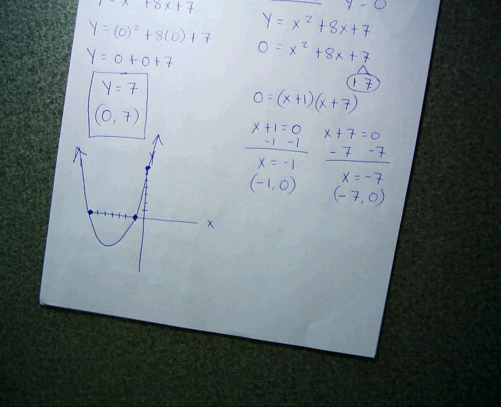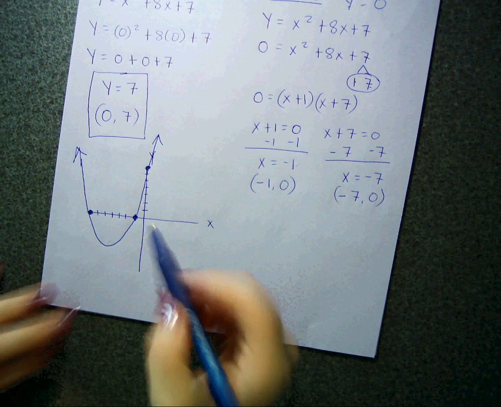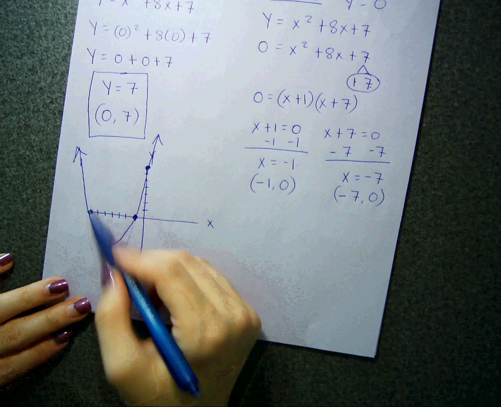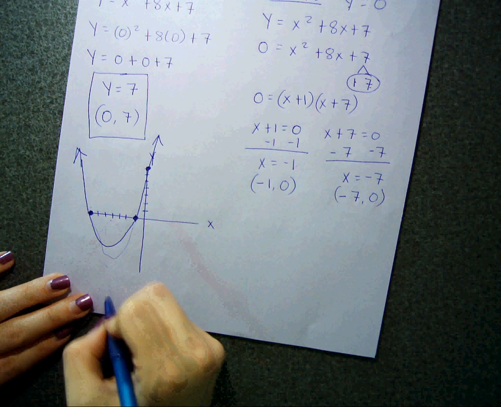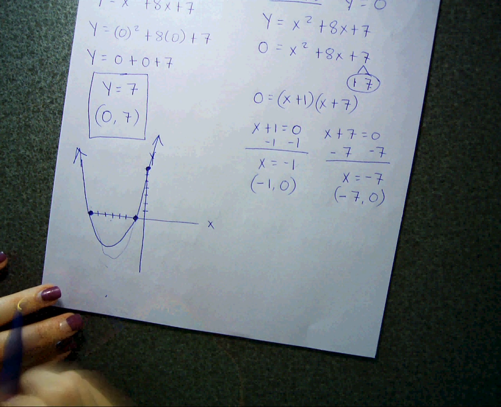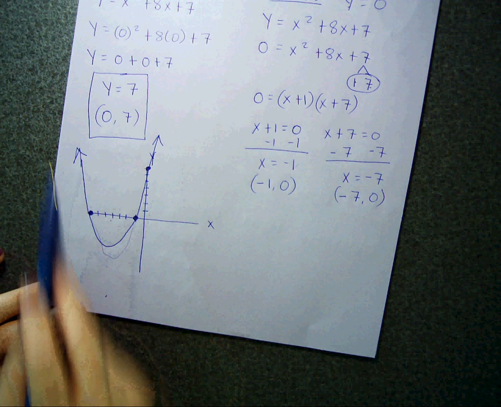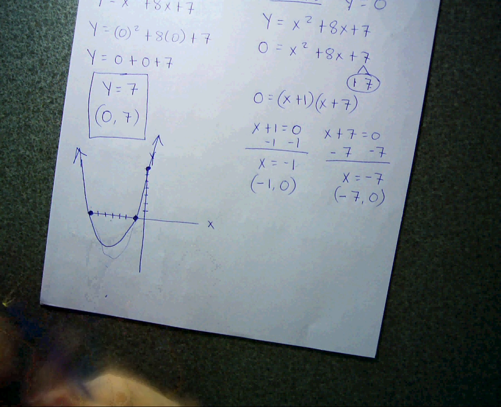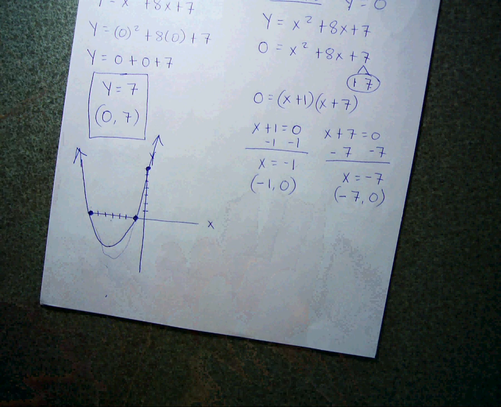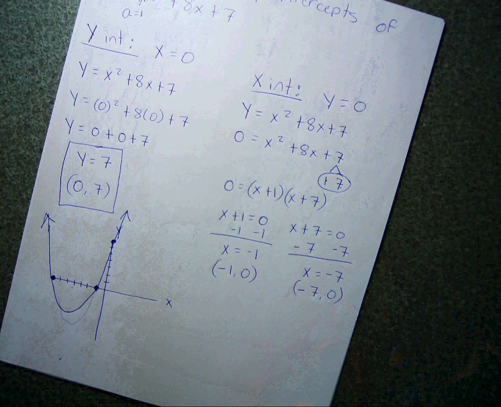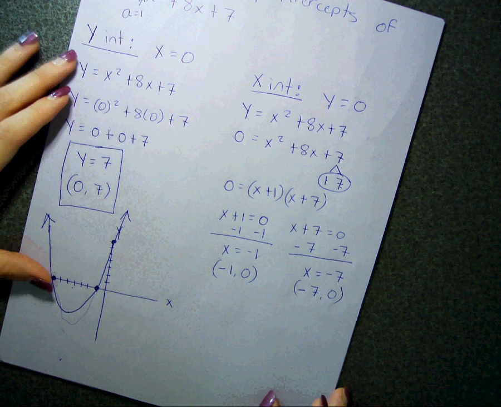Now I call this a rough sketch because I don't know how far down to go. Right? That vertex could be just right here. It could be way down here. But I just did a rough sketch and just kind of guessed. In a few minutes, we'll look at how to actually find that value to make a more complete graph. All right. But for right now, those are our x and y intercepts, and that is the rough sketch of my graph. Okay. Let's do one more.